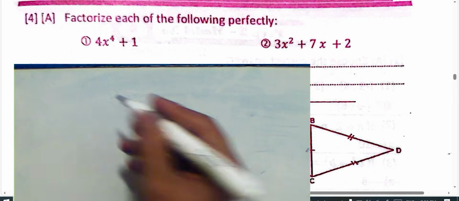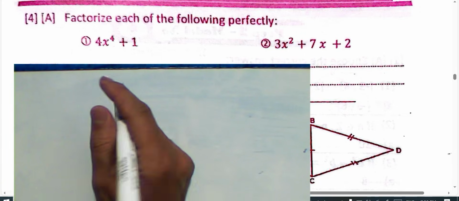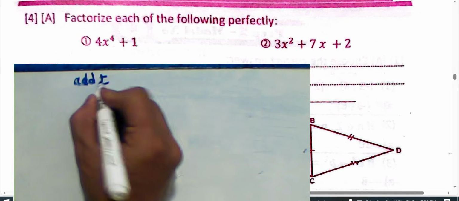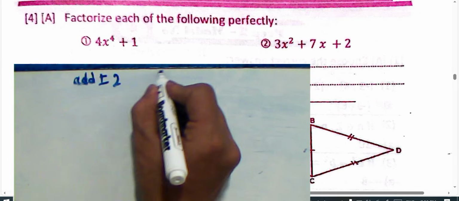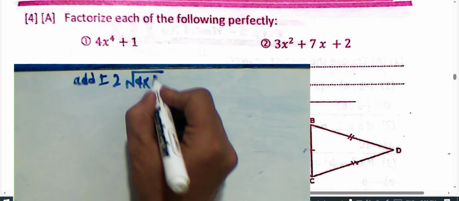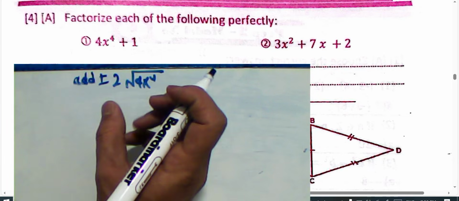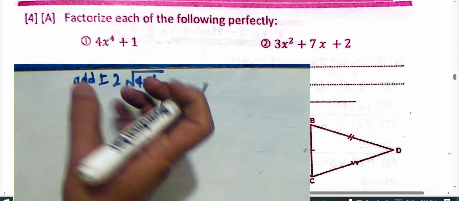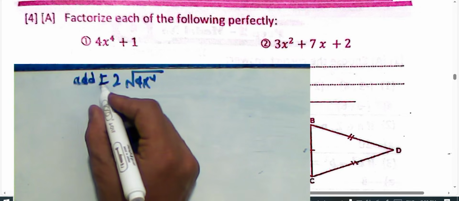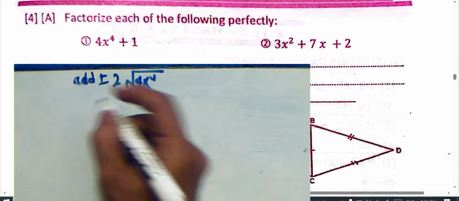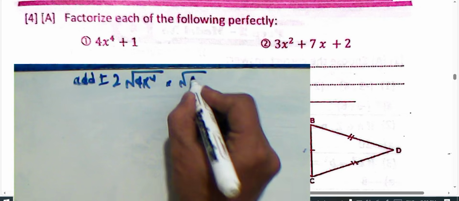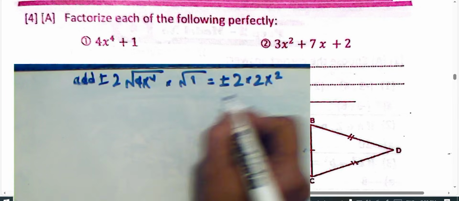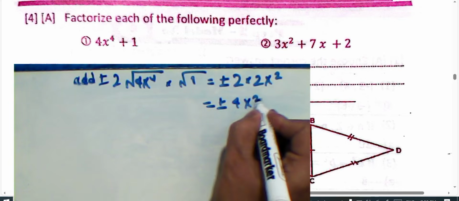Number 1, factorize this expression. We have addition between 2 squares. Then we can add and subtract positive or negative 2 times the square root of the first, 4x power 4, to convert this expression from addition between 2 squares to difference between 2 squares. Then we must add and subtract positive or negative 2 product by the square root of the first, product by the square root of the third. Then we have positive or negative 2 times 2x power 2. The result will be positive or negative 4x power 2.